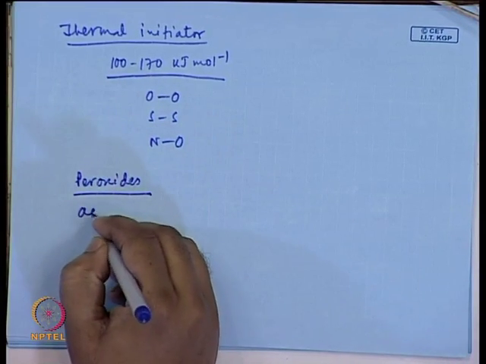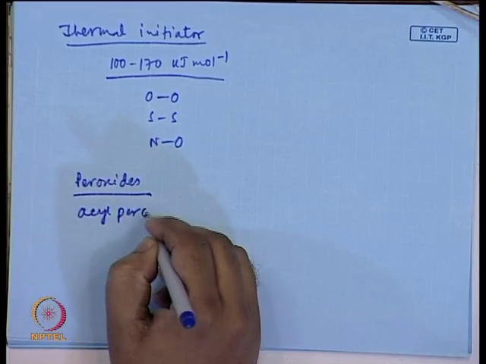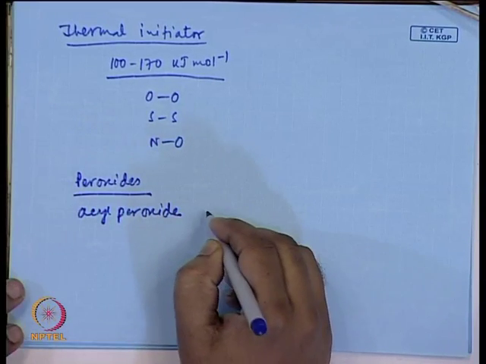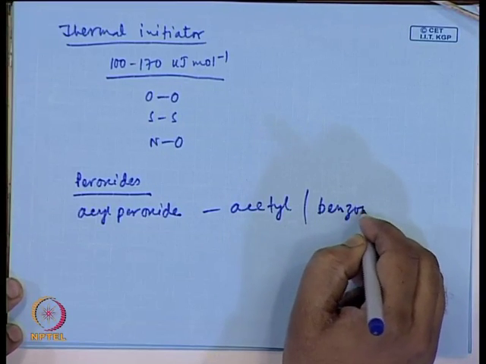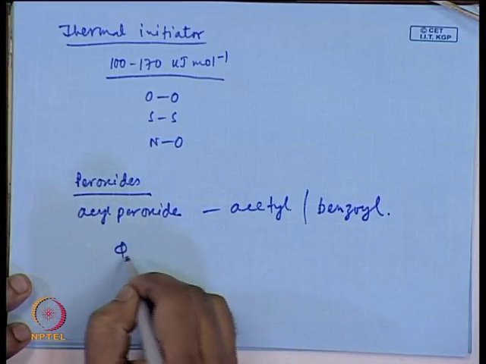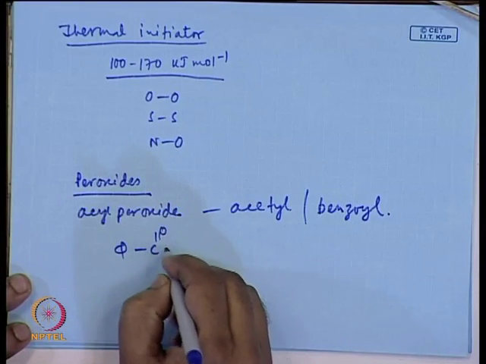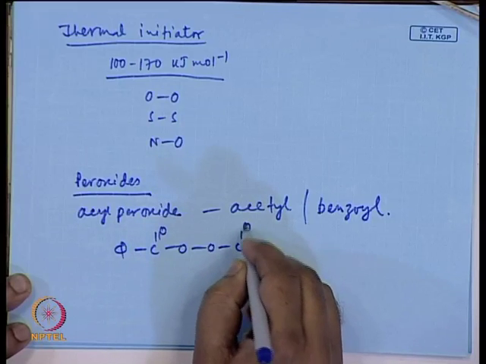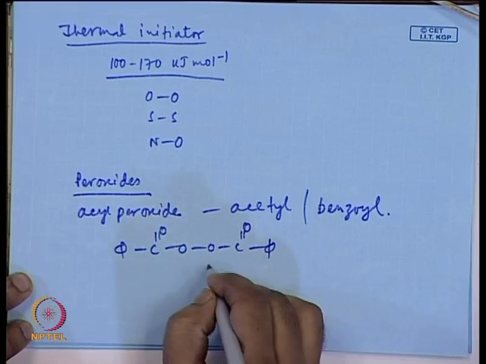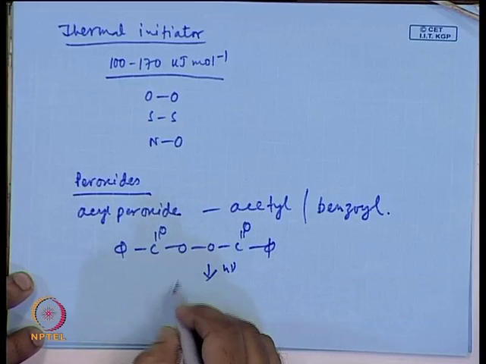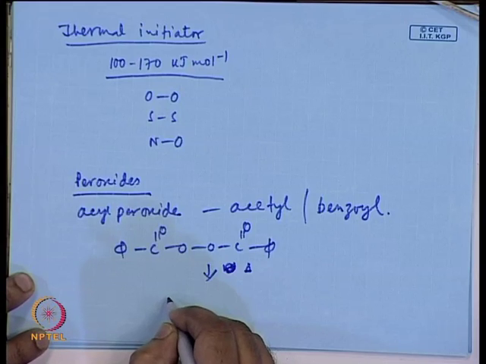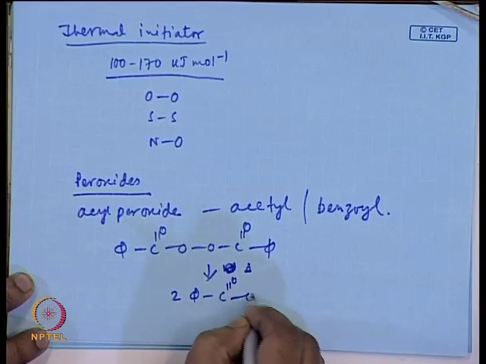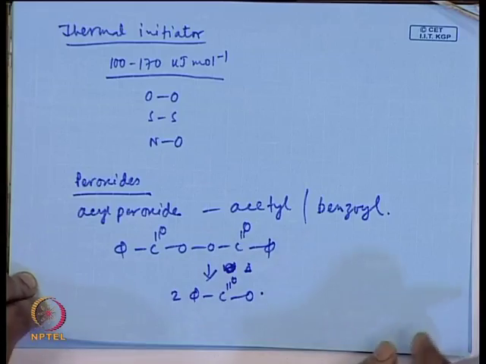could be acyl peroxide, acetyl or benzoyl. For example, if I write the structure of benzoyl peroxide, it can break homolytically on thermal energy on heating to give two radicals. Now, you can have alkyl peroxides as well.